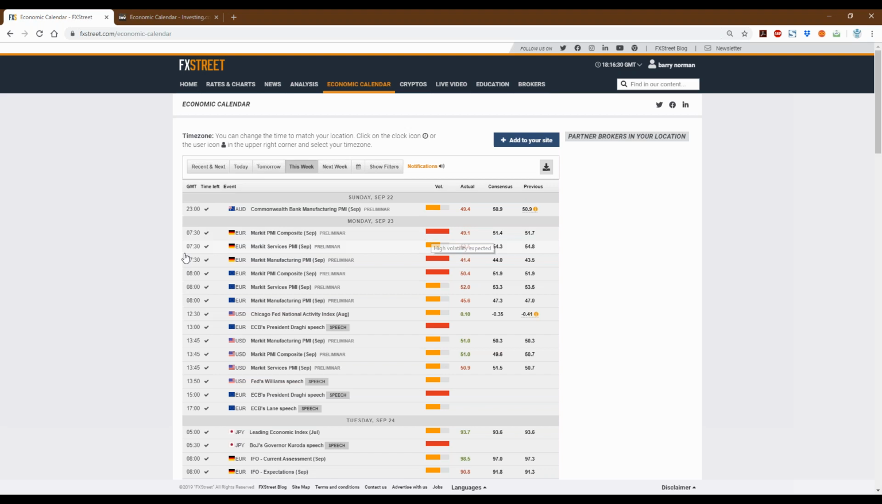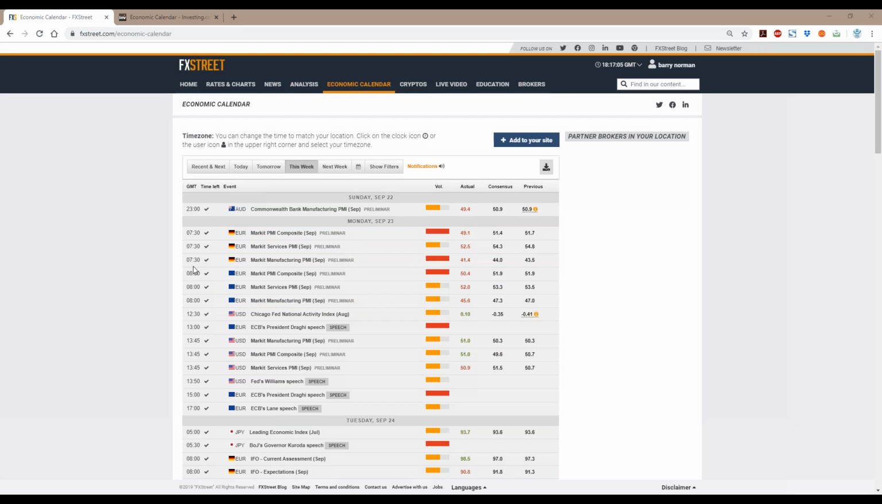So if we were to look at this calendar for the 23rd, which was yesterday, we can see we had all of these reports by Markit. Now, Markit is a private company that releases a lot of financial reports. They're most known for what's called the PMI, the Purchasing Managers Index. Now, this is the headline report. It has a major effect on the markets. And that's why it's a level three report.